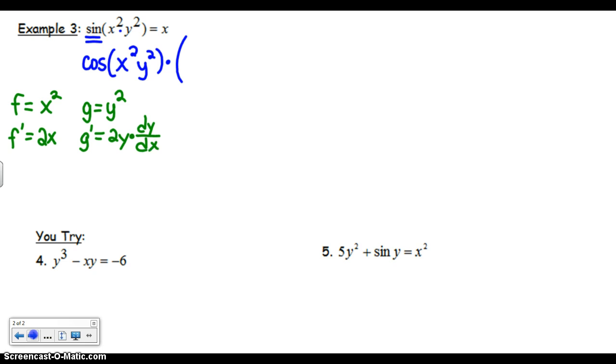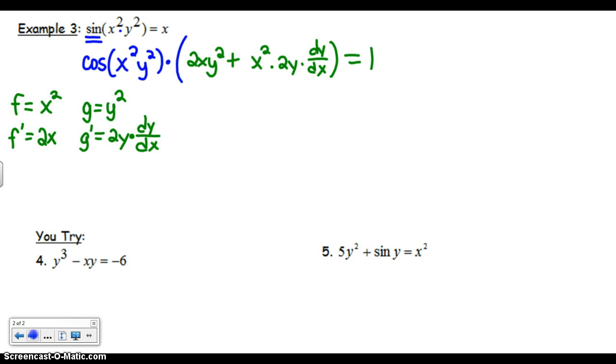You've got to think chain rule. A good rule of thumb when you're doing implicit, anytime you take the derivative of y, tack a dy dx on the end. So I'm going to set up my product rule. I'm going to do 2x times y squared. And then I'm going to do x squared times 2y times dy dx. And all of that's going to equal the derivative of x, which is 1.